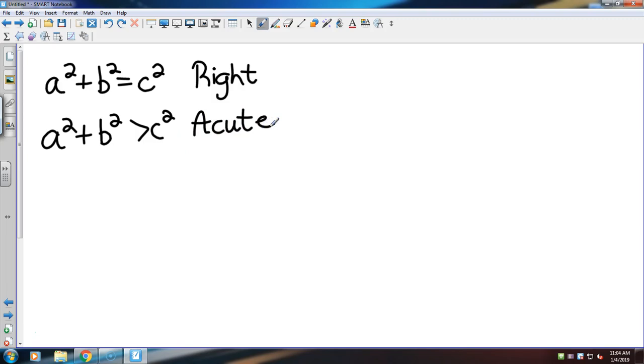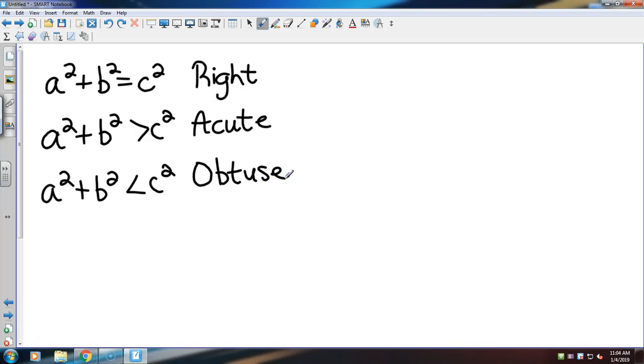If the sum of the legs squared is greater than the hypotenuse squared, then it's an acute triangle. And so we go the other way. If a squared plus b squared is less than c squared, then that makes it an obtuse triangle. So they'll give you some values to plug in there.